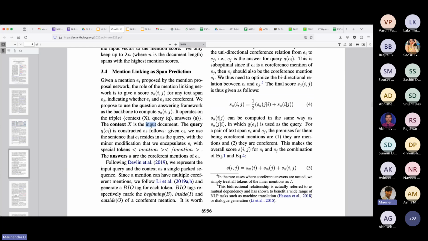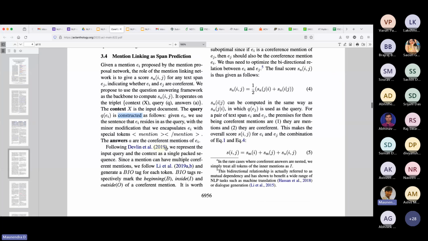The context is the input document. The query is constructed as follows. Okay, they construct this query explicitly, and then following this query as a single packed sequence, since a mention can have multiple co-referent mentions, they have the BIO encoding. So question, then a special token, then the context. This goes to a BERT-like model, SpanBERT or some other kind, and for each of the tokens, from whatever representation we finally get, we get the BIO encoding.